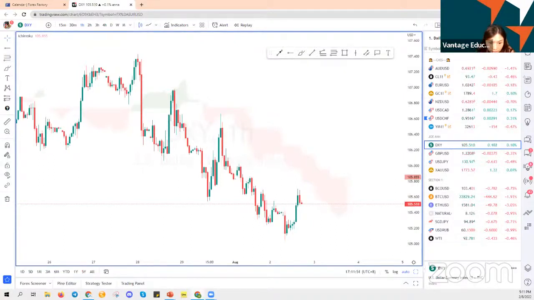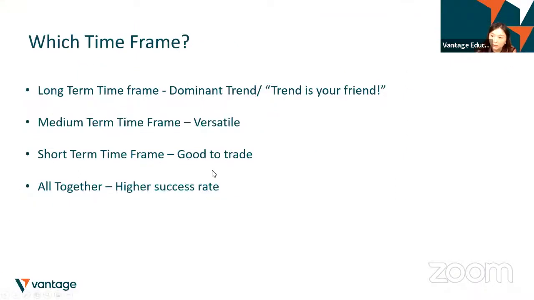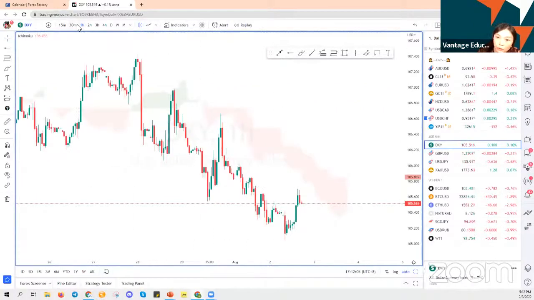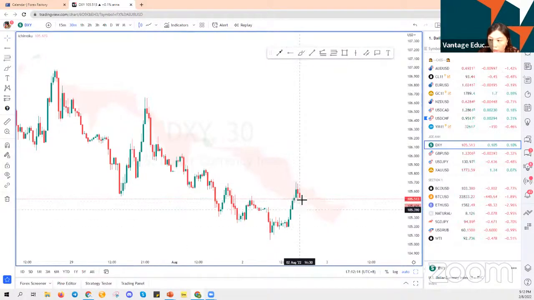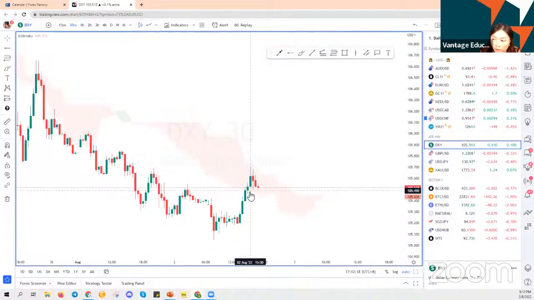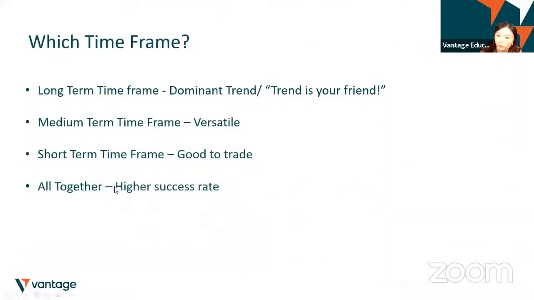And then for the short-term time frame, we use it for trading. Short term means maybe 1 hour or 30 minutes, where you can place your position, your entry, and your take profit, because your price range wouldn't be that far. So it can be more accurate. This is how we put together the long-term, medium-term, and short-term time frames for a higher success rate trade.